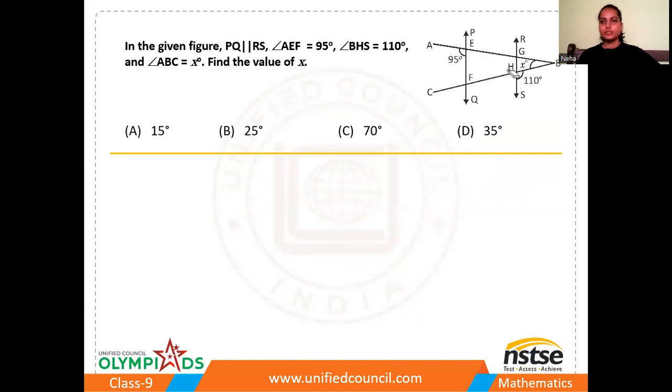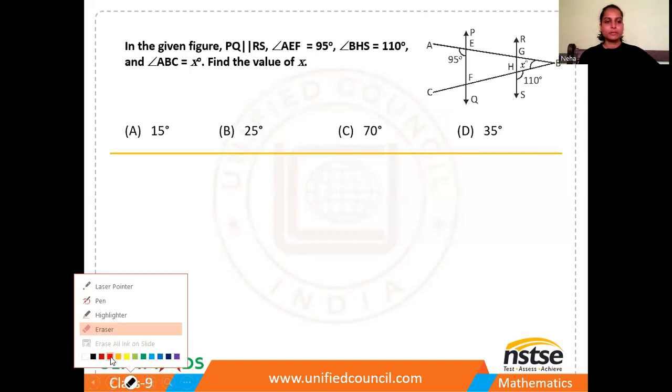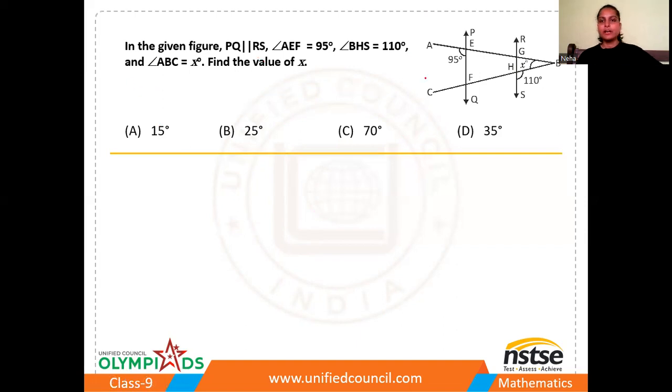So here is the next question on the screen. In the given figure, two sides are given parallel to each other, right? Side PQ and side RS are parallel to each other. Angle AEF is equal to 95 degrees. Angle BHS is equal to 110 degrees, right? And we have to find the angle ABC. Angle ABC is equal to X, and we have to find the value of angle X. Correct? This is the thing.